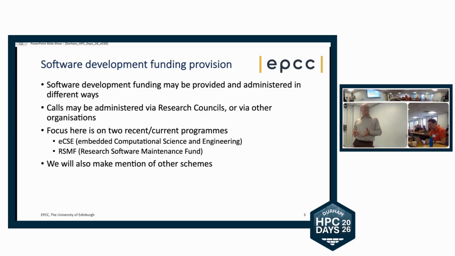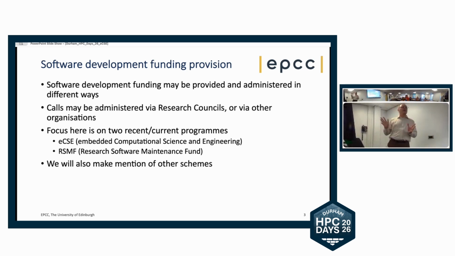In a minute, I'm going to talk about the ECSE, the Embedded Computational Science and Engineering calls that we've had that are run via the Archer 2 service. And then after that, my colleague Neil is going to talk about the Research Software Maintenance Fund that is run via SSI. And we'll also make a couple of mentions of other schemes just to put things in context. When it comes to the questions that you're going to consider, you can basically focus on those two calls, but don't feel that you are restricted to that. We're looking at the whole community and the whole landscape.